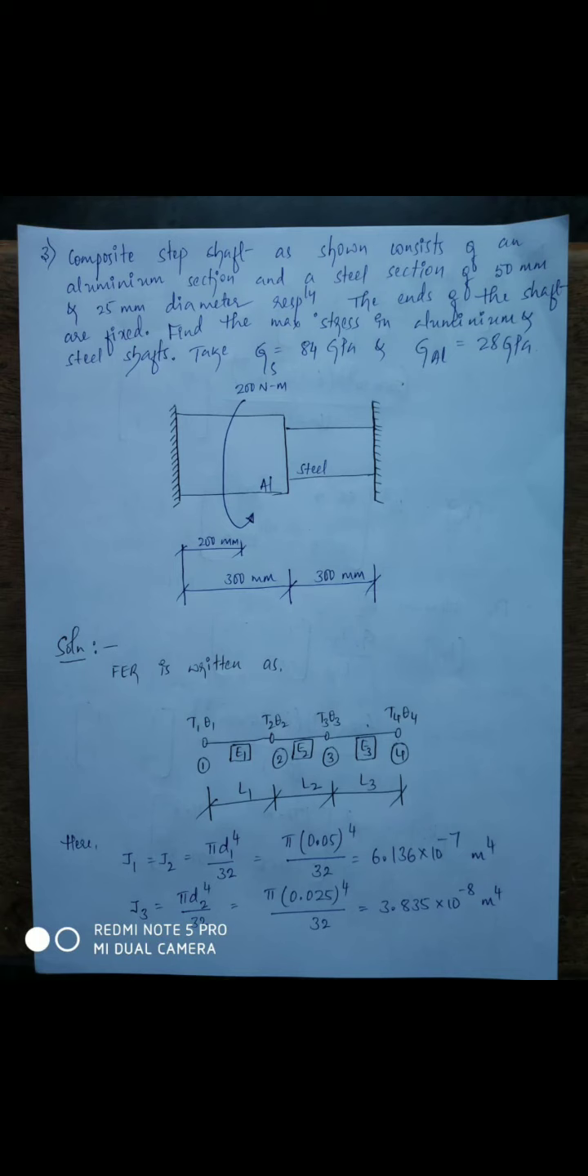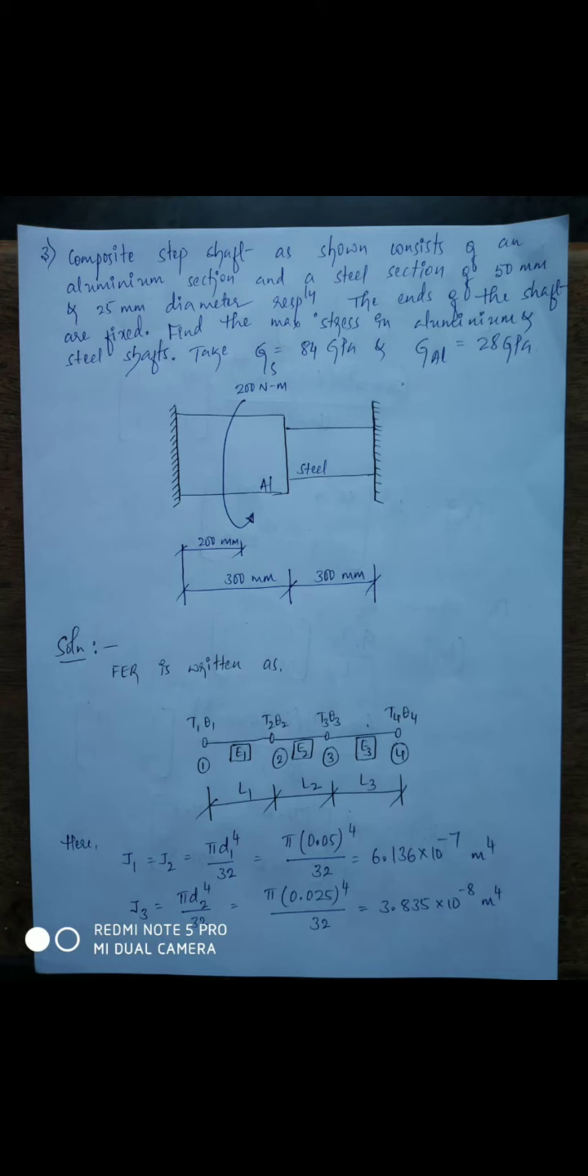Having clarity over this group of information which I have just told, we will proceed to solve this particular problem. The solution of the problem will be started by writing the FER. The FER for this particular problem will be written as shown at the bottom portion of this sheet. There will be four nodes 1, 2, 3 and 4.